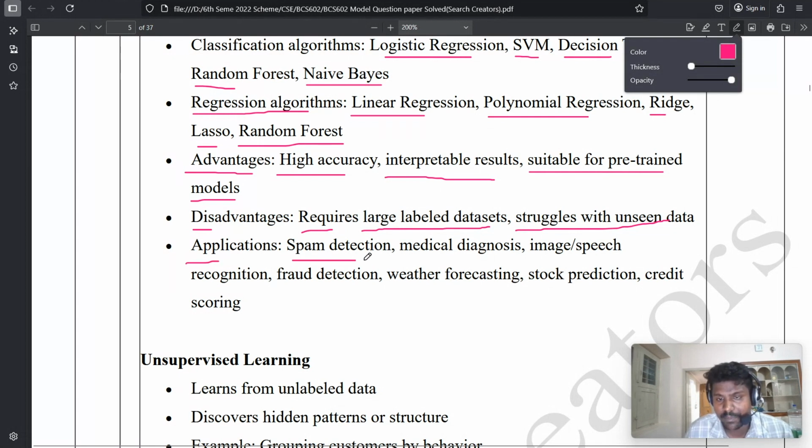Applications include spam detection and medical diagnosis. If you provide an image, it will diagnose automatically. You can see this usage in any medical field. Also image and speech recognition. I hope you know this application from regular daily use.